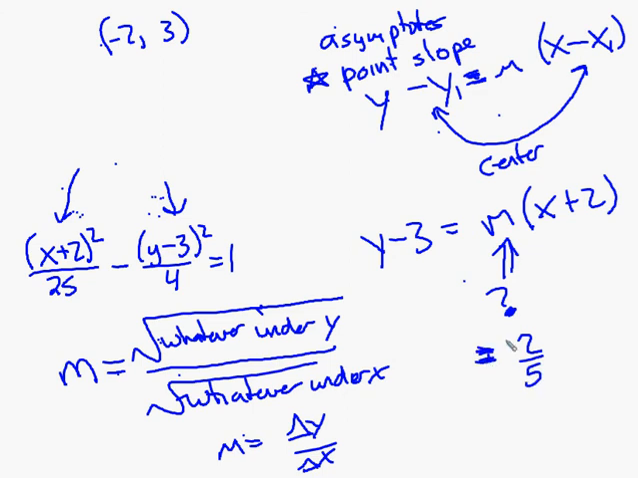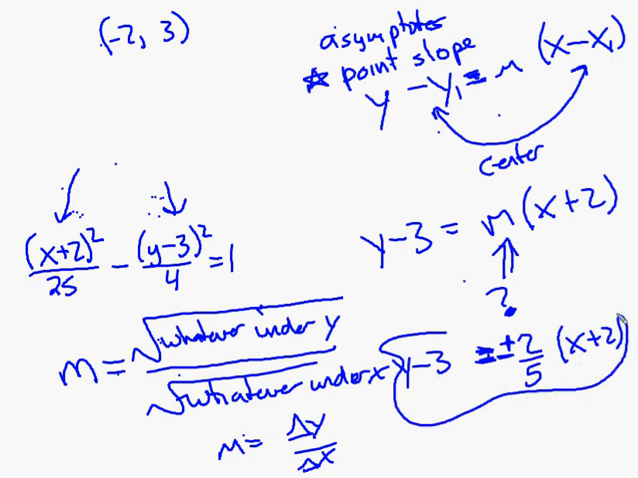Okay? Now when I do a square root, I have plus or minus. I have one of mine go up and one of them go down. So that gives me my hyperbola's asymptotes. You with me on that?